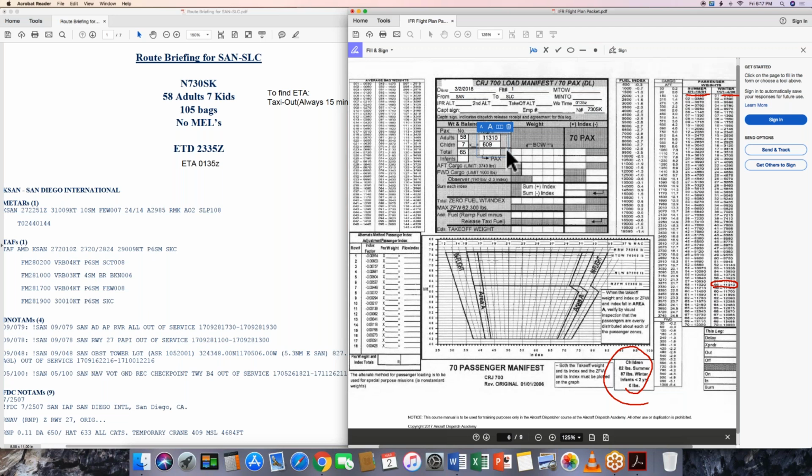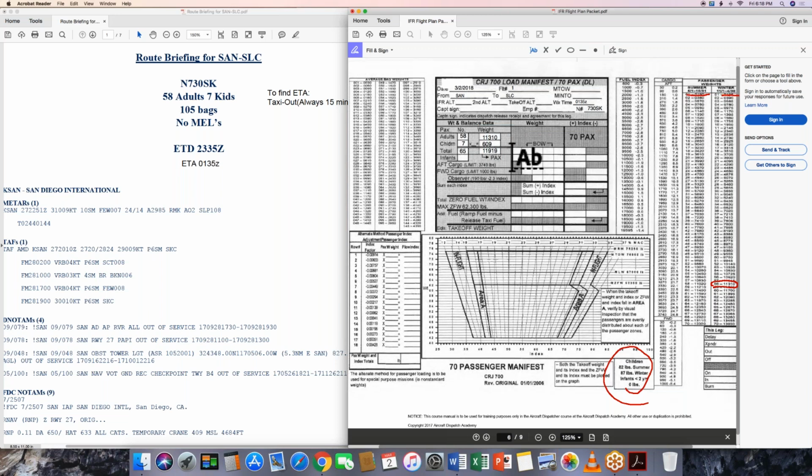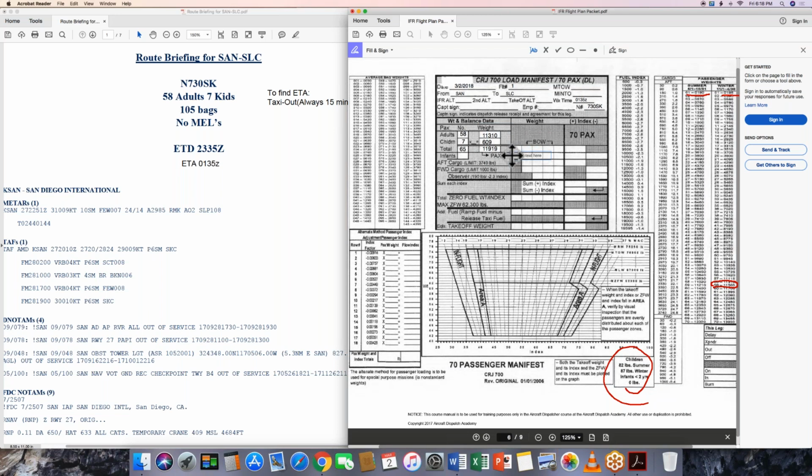Okay, so what's 11,310 plus 609? I'm going to say it's 11,919. Yes. Okay, now where does that weight go? On your PAX line. Okay, our PAX line. Here we go.